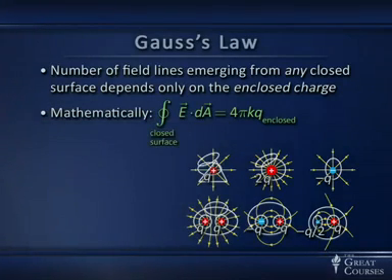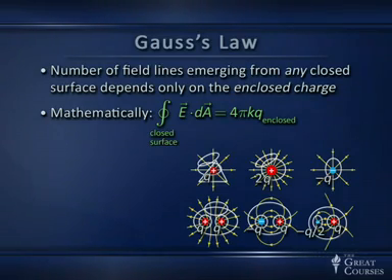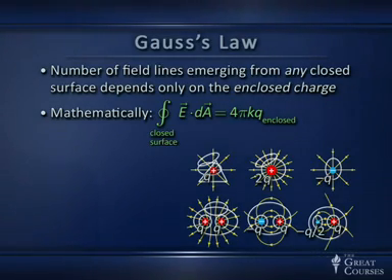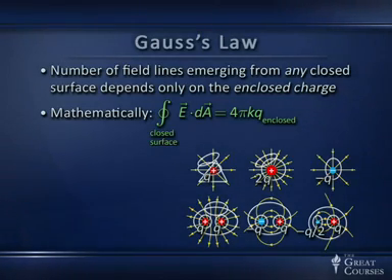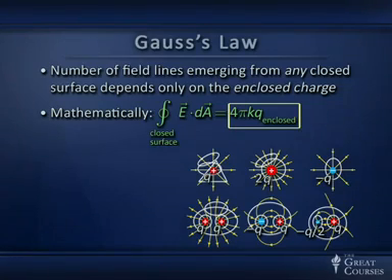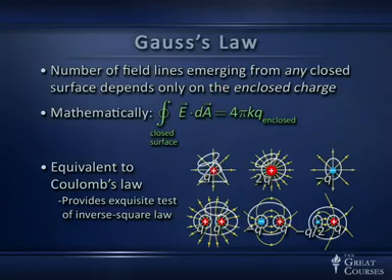Mathematically, I'm going to go a little higher in math than I usually do in this course. I'm going to write a calculus expression. I'm not going to do anything with it, but I'm going to simply say the expression on the left-hand side is sort of a mathematical surrogate for this idea of number of field lines, and it talks about the number of field lines being proportional to the enclosed charge and nothing else, and that's the Q sub enclosed there, and you see some constants, 4 pi and the Coulomb constant K, which we're not too surprised to see. I guarantee you it's equivalent to Coulomb's law, and it also provides an exquisite test of the inverse square law for the electric field. So there's another way of expressing what was expressed in Coulomb's law.